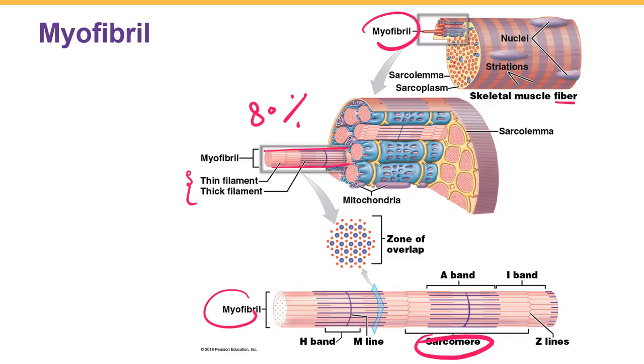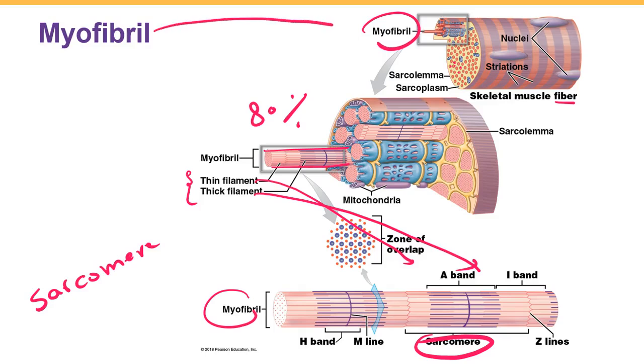Inside of the sarcomere, we have the thin and thick filaments. Each sarcomere is the basic unit of muscle contraction. Make sure you know the myofibril is found inside of the sarcoplasm of a muscle cell, occupying 80% of the sarcoplasm. Each myofibril is made up of thin and thick filaments, or myofilaments. If we look at each myofibril, we can see these repeating segments, and each segment is called a sarcomere.